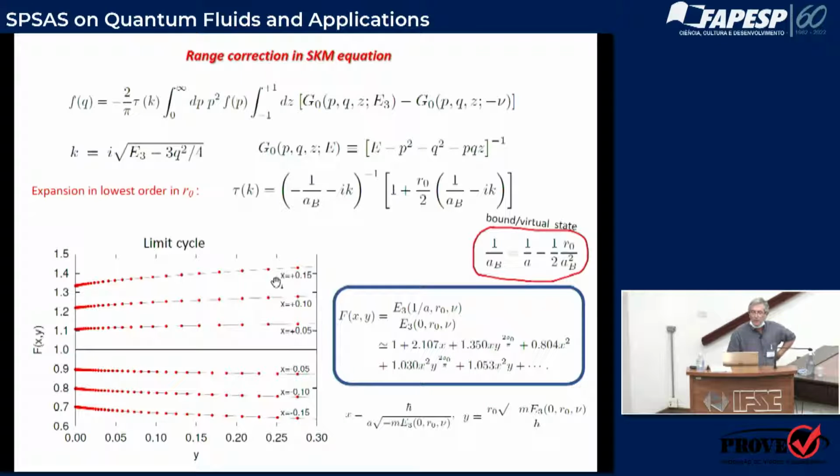So we just looked at that dependence. First, just correcting the Skorniakov and Ter-Martirosian equation, remember that it is regulated, then by expanding the scattering amplitude to first order in the effective range. And amazingly, this subtraction is enough to render it finite.